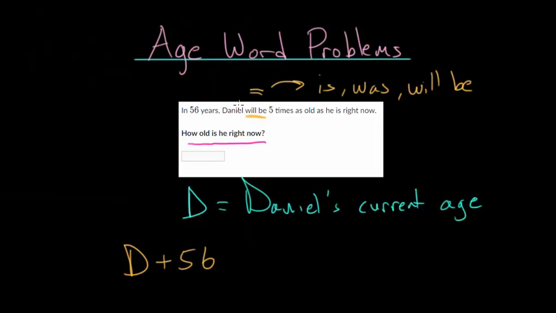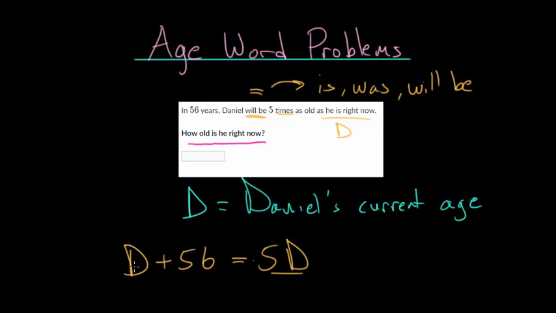So in 56 years, D plus 56, Daniel will be, so that will equal 5 times as old as he is right now. So 5 times, so we're dealing with multiplication, as old as he is right now. Well, we just called that D, right? That's his current age. So 5 times D will be on the right side of the equation. What this equation says is that Daniel's current age plus 56 years will equal 5 times his current age, which, notice, is exactly what that piece of information is saying. So we have this equation now, and we can solve it.